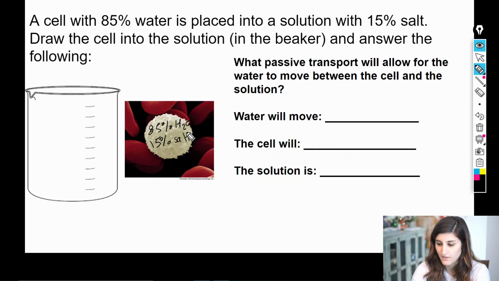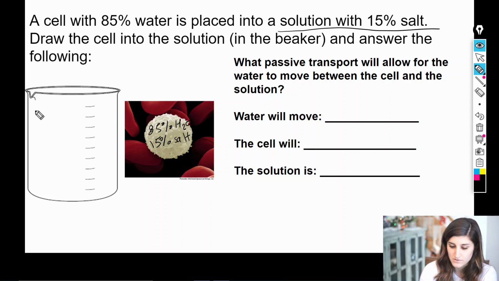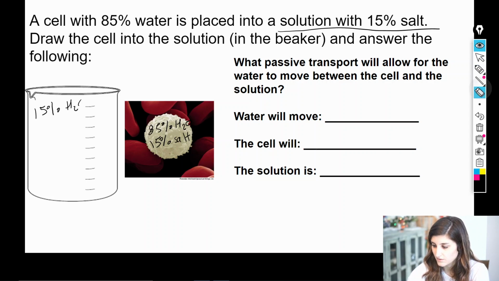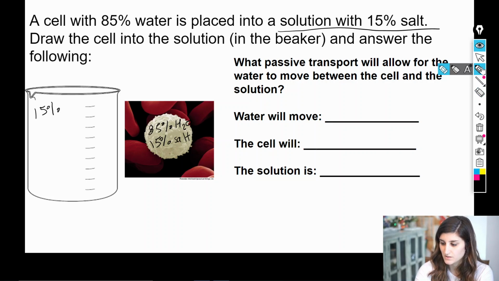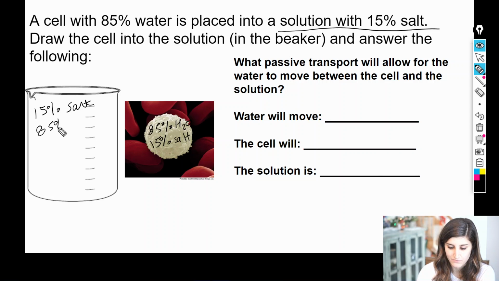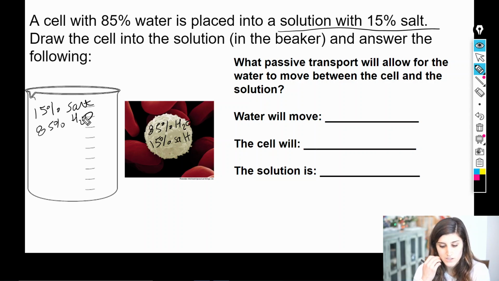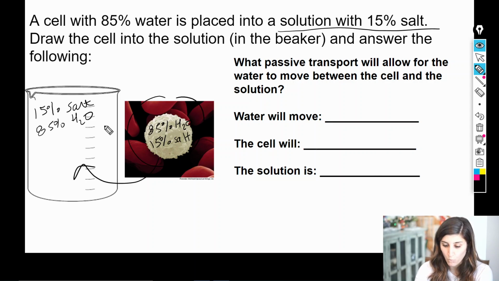Then it tells us that our solution is 15% salt. So that's the first thing we'll write down. Okay, there's 15% salt. Oops, that's not right. I almost wrote water. 15% salt. How much water would that be? 85% water. Okay? So we can see right away that the concentration of water on both the outside of the cell and the inside of the cell is exactly the same. So we would just draw that in there, but it doesn't matter. Just showing that water is going to move both in and out of the cell, and that results in what type of environment here. So let's look through these questions.